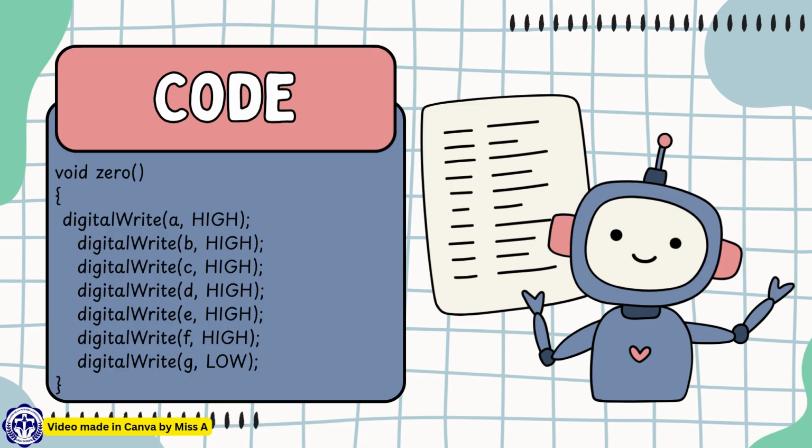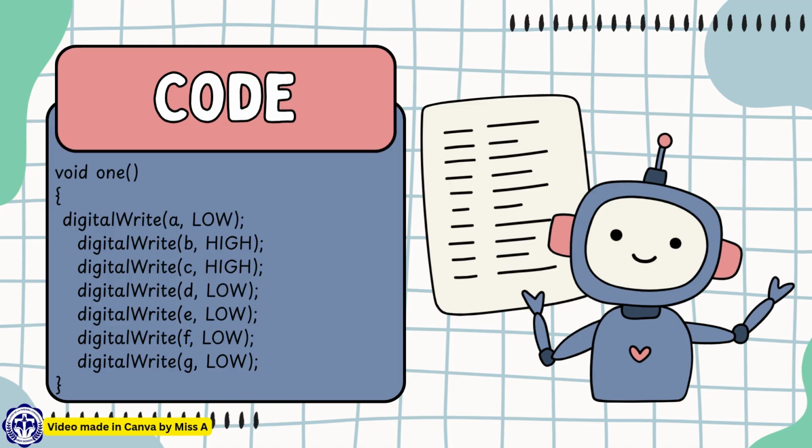The zero function controls which segments of the 7-segment display light up to form the number 0. In this function, digitalWrite(A, HIGH) through digitalWrite(F, HIGH) turn on segments A to F, while digitalWrite(G, LOW) keeps segment G off. By lighting up all segments except G, the display forms the shape of the number 0. This function allows the Arduino to show 0 whenever zero is called in the loop function.